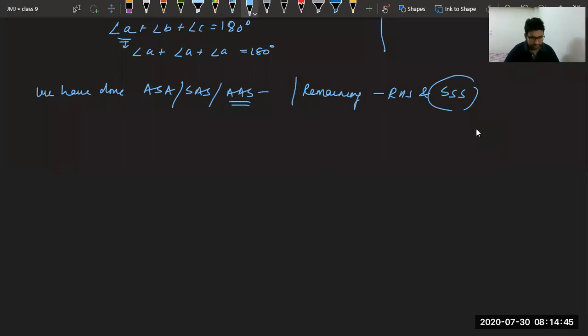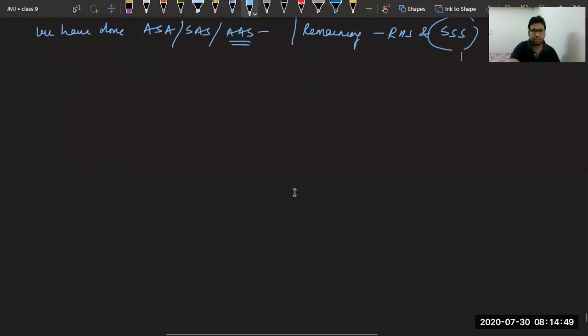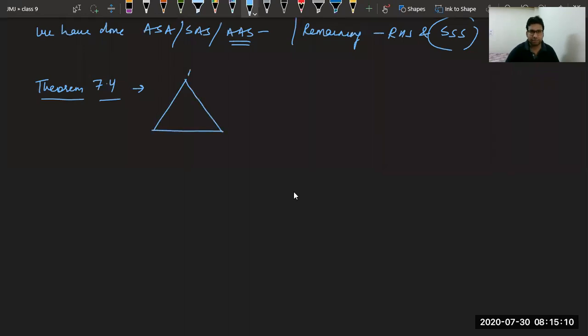Now, let's start the criteria. As we have seen for these three, similar is Triple S also. This is theorem number 7.4. Two triangles are said to be congruent by the criteria Triple S if, you can write the statement from the book only, no issue.